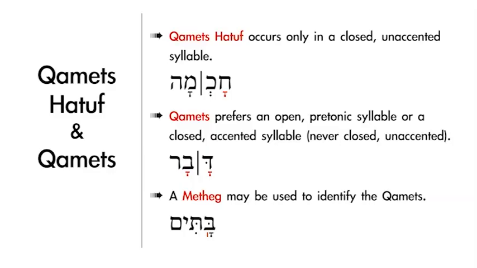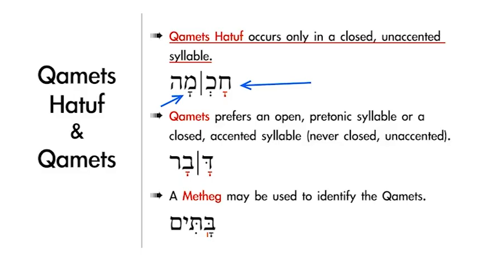Here's the rule. Are you ready for this? The kametz hatuf can occur only in one particular environment. The kametz hatuf will occur only in a closed, unaccented syllable. Let's look at our example together, chokmah. This first syllable, chok, is closed and unaccented. Because of that, I know the kametz underneath the chet is a kametz hatuf, a short O, because the syllable is closed and unaccented. But I also see a kametz here, and that's a long A vowel, because it's in an accented syllable.